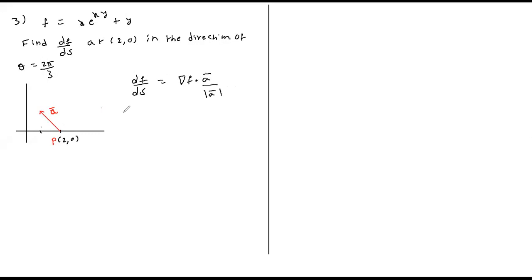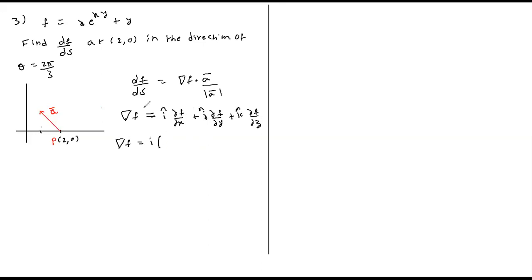Let us compute del f first. Del f is i dou f by dou x plus j dou f by dou y plus k dou f by dou z. Remember, whether f is a function of one variable, two variables, or three variables, always write the formula like this. Don't write only two terms for two variables or one term for one variable. The gradient definition is always i dou f by dou x plus j dou f by dou y plus k dou f by dou z. Please remember this.